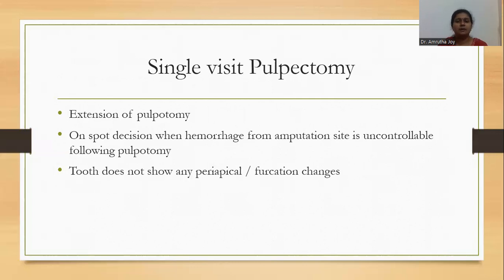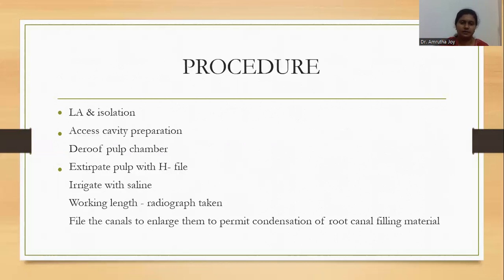And coming to single visit pulpectomy, it's actually an extension of pulpotomy. When we decide to do a pulpotomy procedure, and if we cannot control hemorrhage or the bleeding from the pulp chamber, we have to go for a pulpectomy procedure. In such cases, we can do a single visit pulpectomy if the tooth is vital. Then there is an on-spot decision, as I discussed earlier, and the tooth does not show any periapical or furcation changes. That is, chronic infection is not present, so we can go for a single visit pulpectomy.